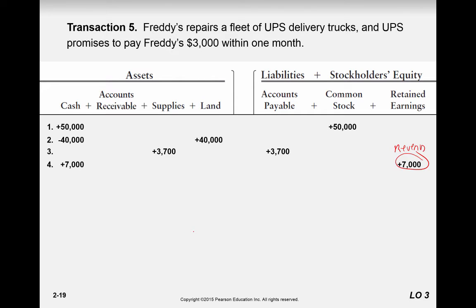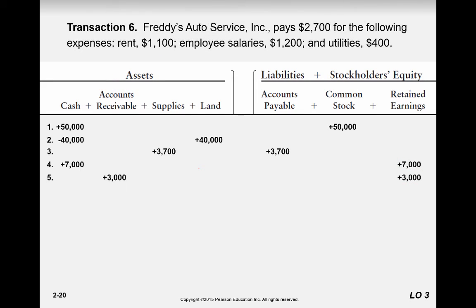Now we have our next transaction, which is we repair UPS trucks, and now UPS promises to pay us $3,000 within 1 month. So now we have UPS as our customer, and we have an accounts receivable that they owe us the $3,000, and basically we performed a service, fixed the trucks, so now that is also service revenue for us for $3,000.